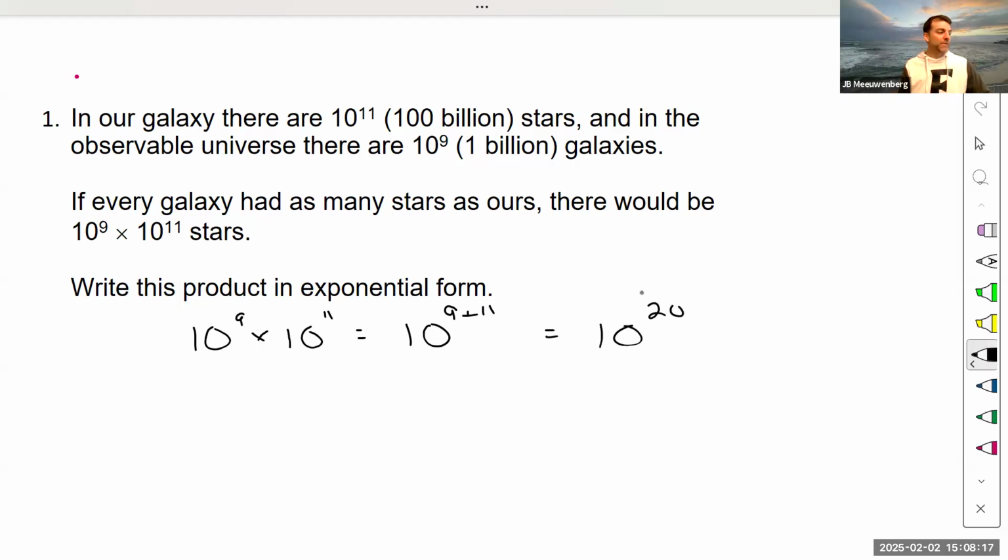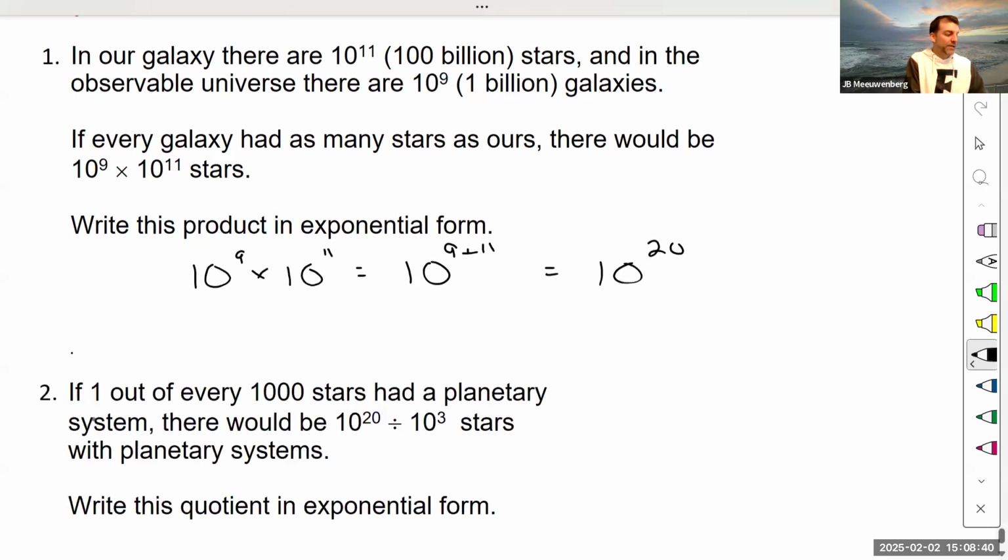Okay? So again, if every single galaxy that we know, that we can see, every single galaxy had as many stars as ours does, the Milky Way, then there would be 10 to the 20th number of stars that just exist. Okay, so that's the first question. The next question is this. We're going to extend that one.